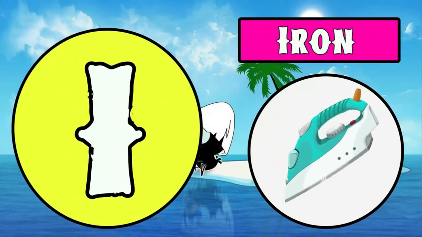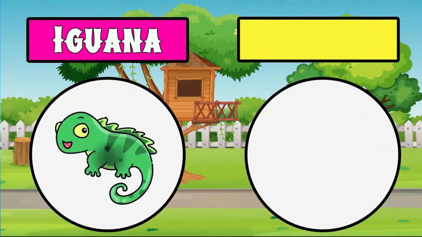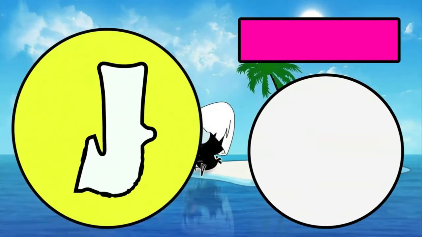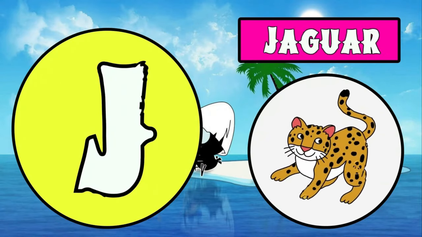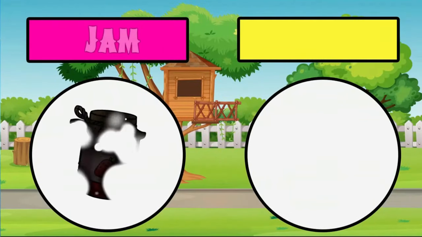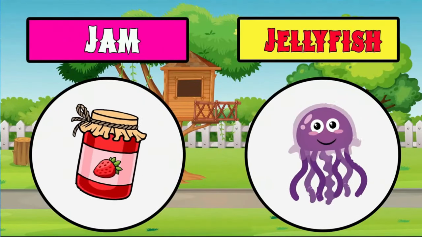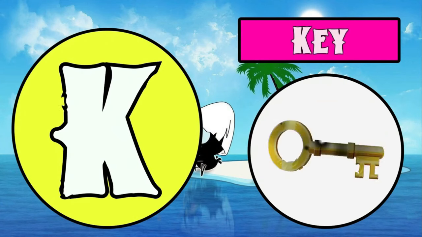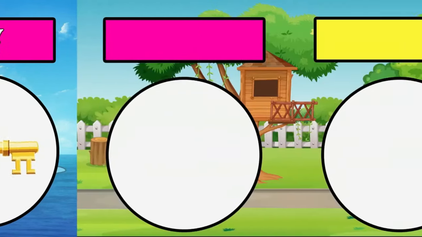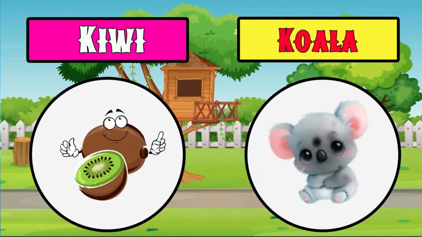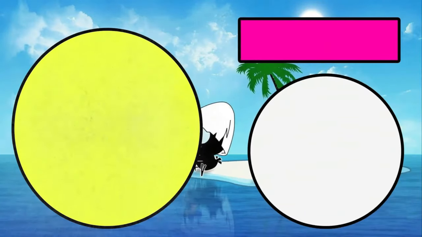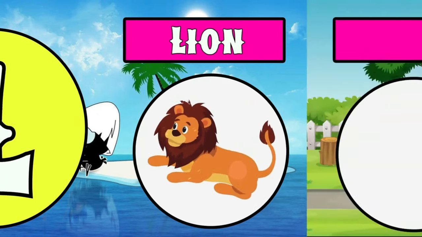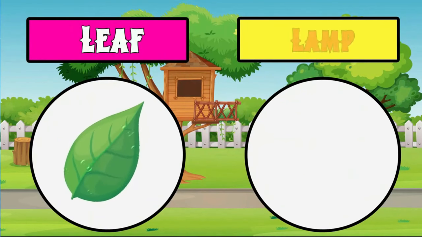I is for iron. Iguana. Ice cream. J is for jaguar. Jam. Jellyfish. K is for key. Kiwi. Koala. L is for lime. Leaf. Lamp.